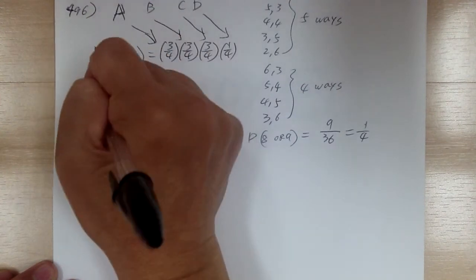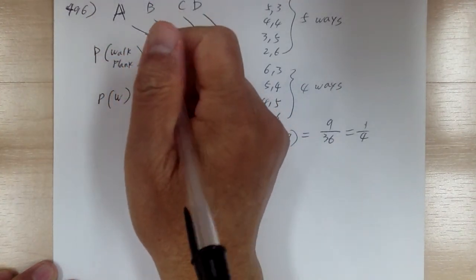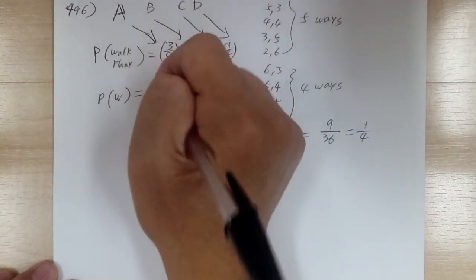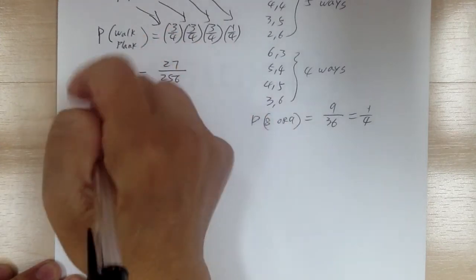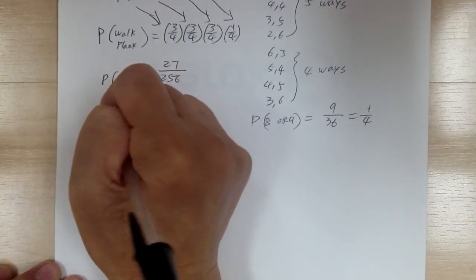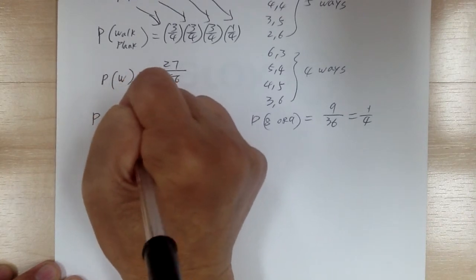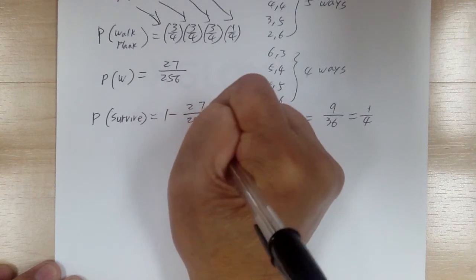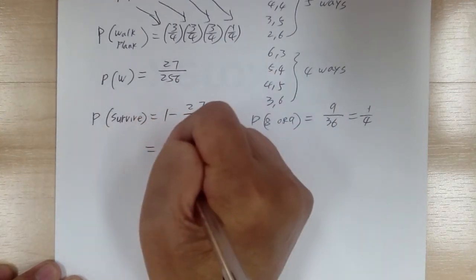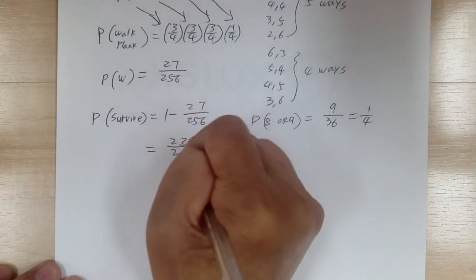Okay, so the probability of walking the plank is equal to, your multipliers would be 27/256. Okay, so the probability of Doug surviving will equal to 1 minus 27/256, and so equal to 229/256.